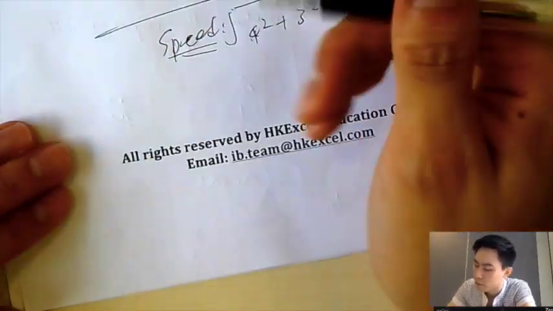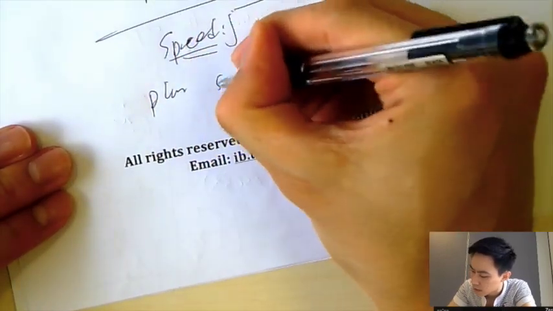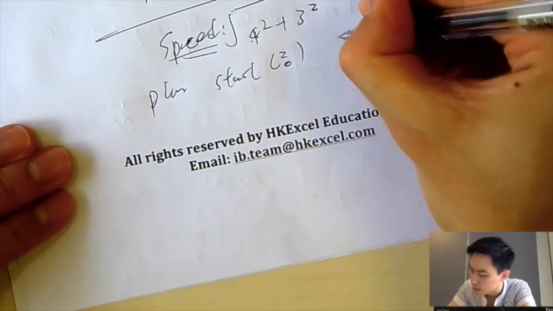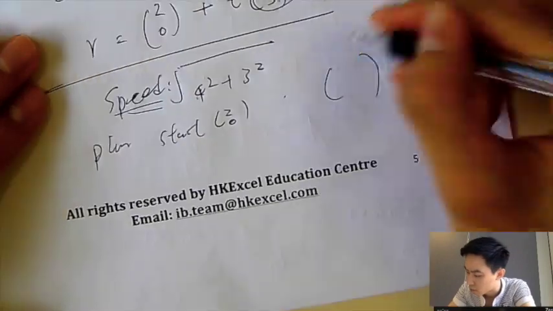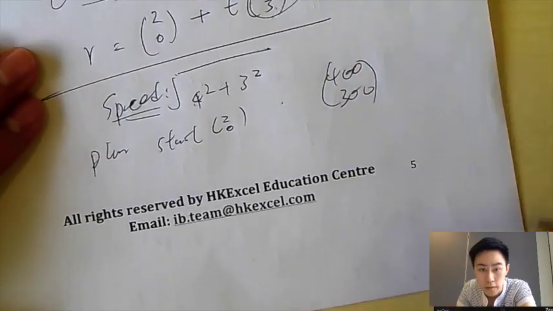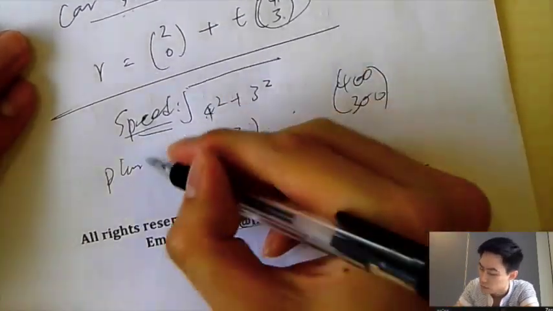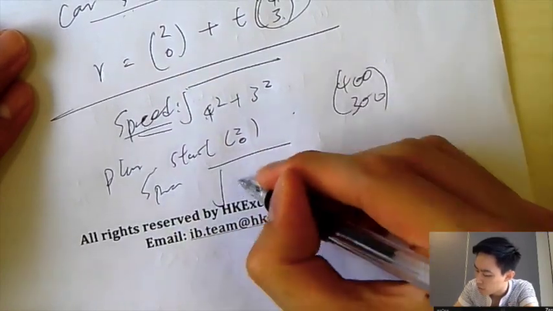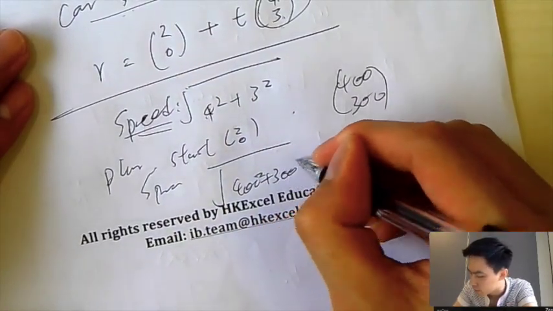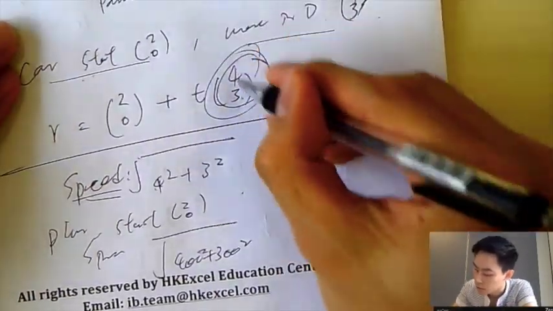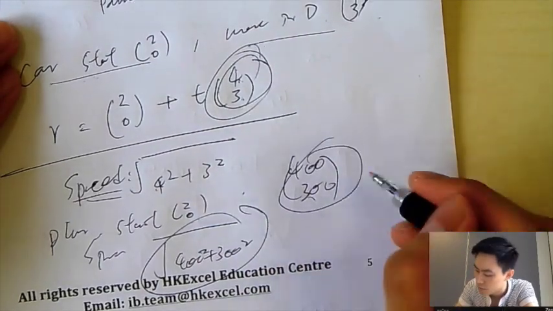So let's say for a plane, it starts at (2, 0), but obviously the direction vector will be larger. Maybe it's (400, 300), right? Because it's much faster, the speed. So it will be the square root of 400 squared plus 300 squared. So right now you understand the velocity vector, right? That determines the speed.